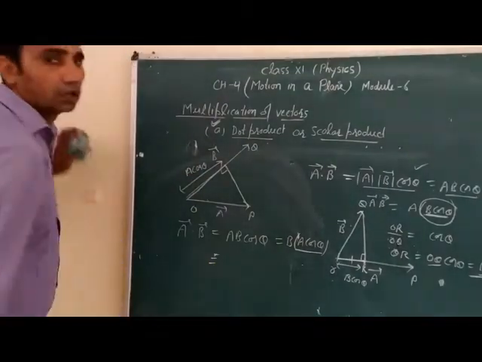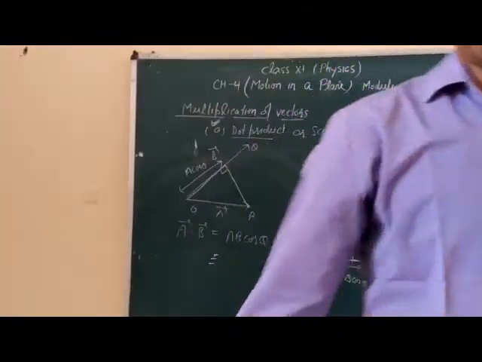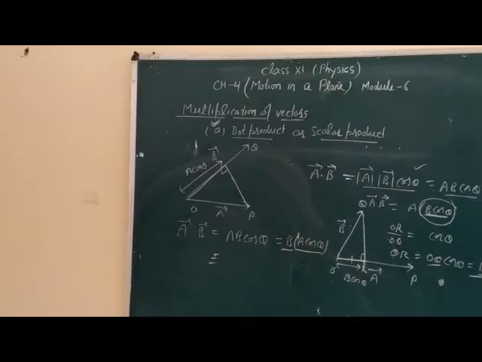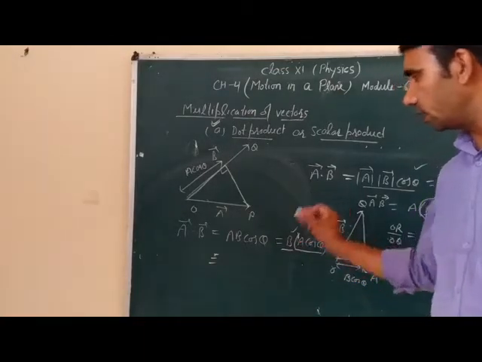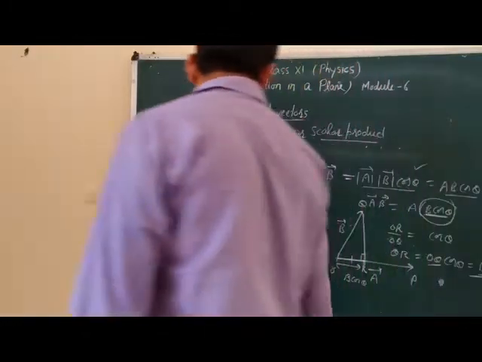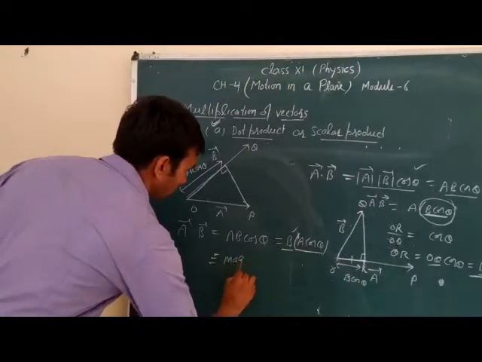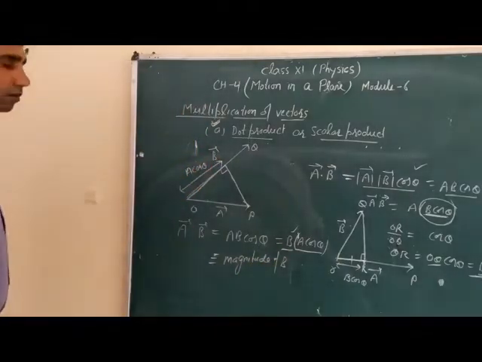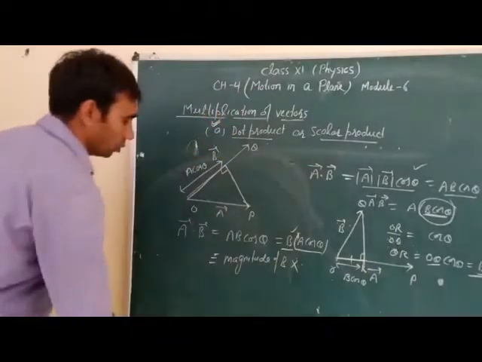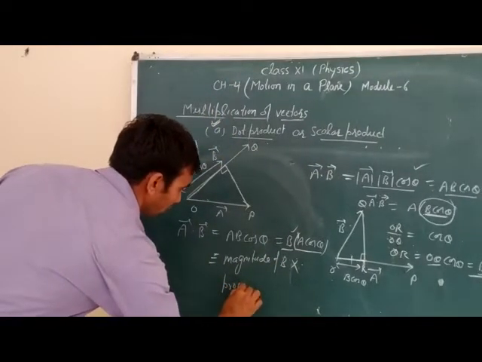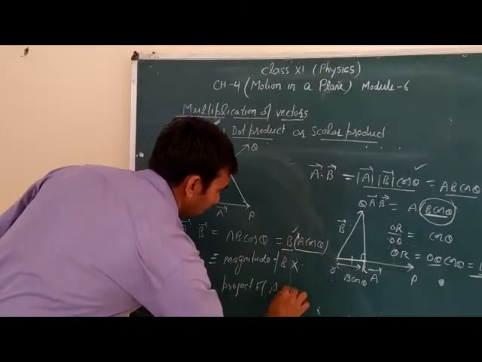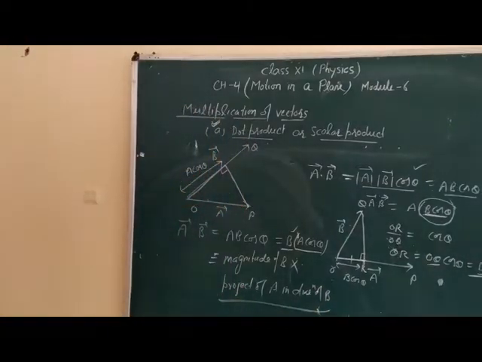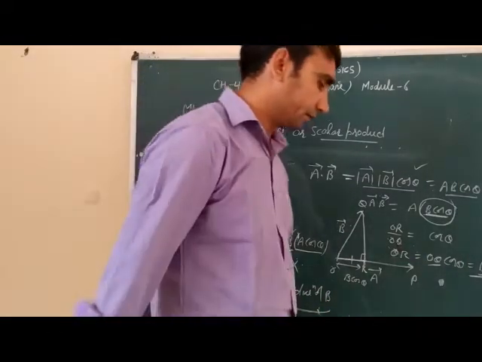So the dot product is equal to the magnitude of vector B multiplied by the projection of the other vector A in the direction of vector B. That is the geometrical interpretation of the dot product.